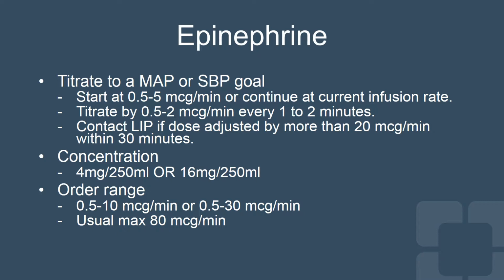The order range that you'll see, there's 2 specific buttons that you can choose in the order: 0.5 to 10 mics per minute or 0.5 to 30 mics per minute. But again, same thing here with norepinephrine is the usual max is 80. So again, if you have these patients that are going to be on higher doses or require higher than that order range, you will need to get another order to go higher than that range. And just recognizing that even if you're at the high end of that range at 30 mics per minute, you may be able to go higher, especially if the patient needs it. You just have to ask for that order.